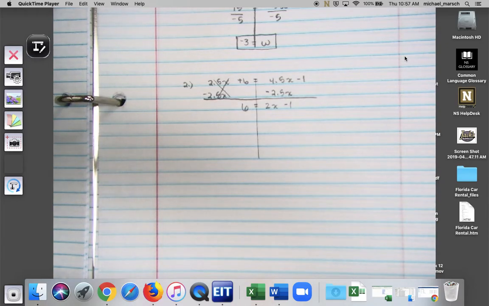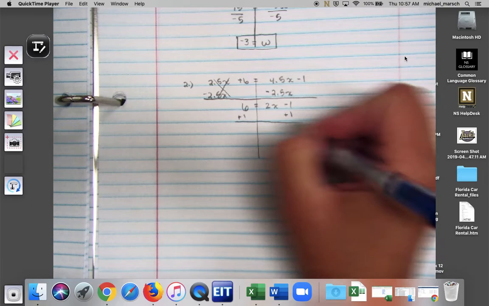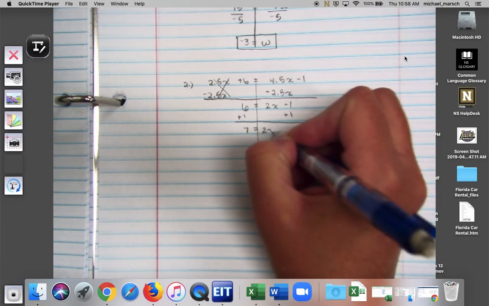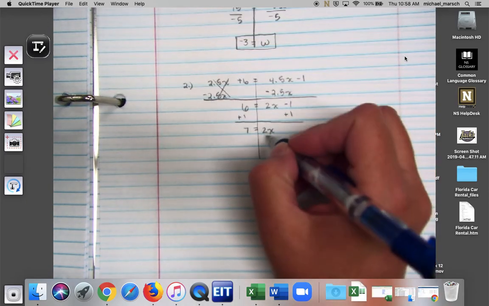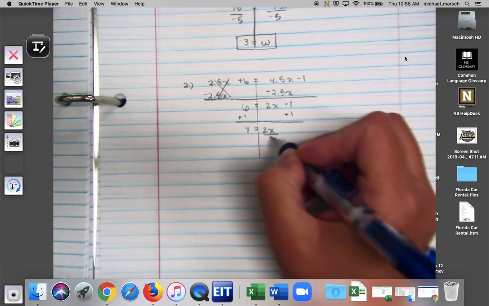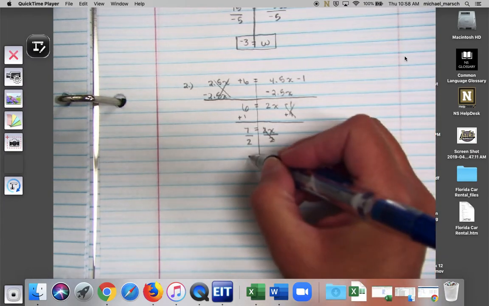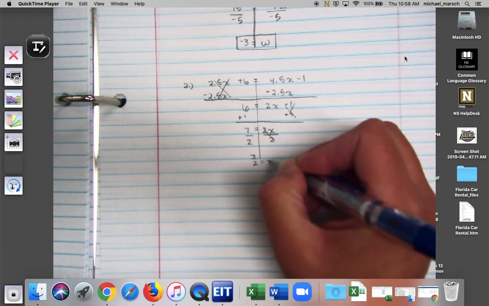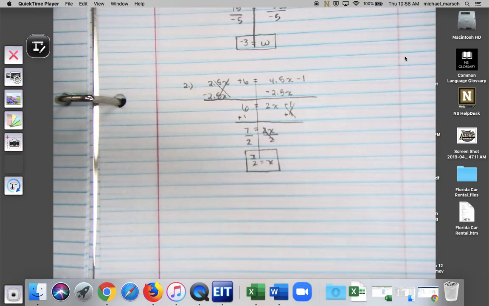Sydney, what's going to be my first step? You're gonna add 1 to both sides. Yep. So I'm going to have 7 equals 2x. And then my last step is going to be what, Tanner? Divide 7 by 2 and 2x by 2. Yep, now these are gone. So I'm left with 7 over 2 equals x. I'm going to leave it like that as an improper simplified fraction.